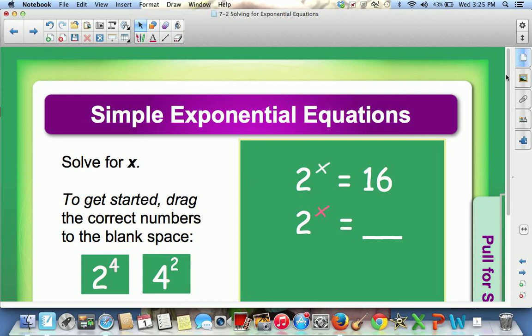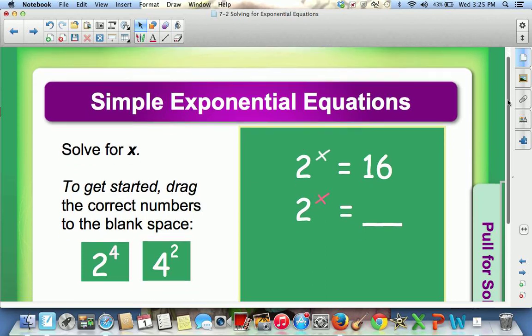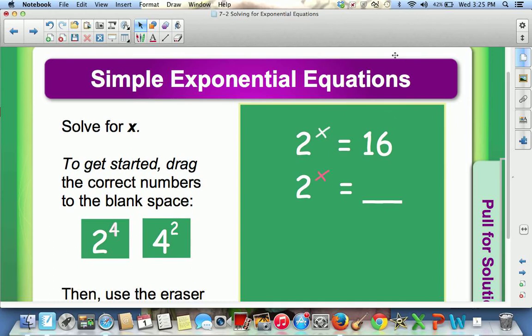So here would be a simple exponential equation. And I had a little fun with this lesson. What we're going to do is get the same base. You always want to get the same base. So we have 2 to the x equals 16, and we're going to solve for x. 2 and 16 are not the same base, but can we make them have the same base? What do you think it is? Do you think it's 2 to the 4th or 4 to the 2nd?